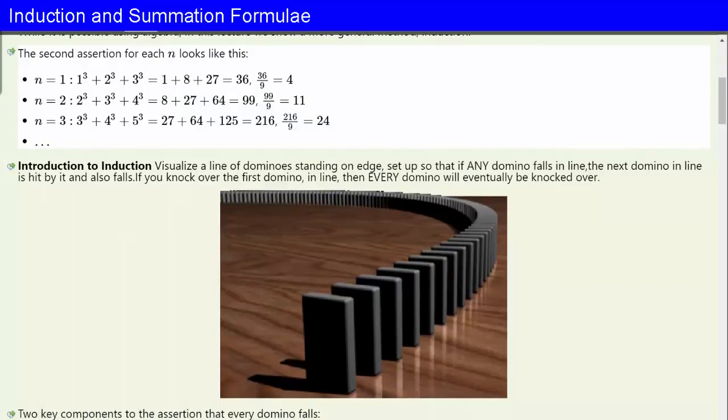For n equals 1, it claims that 1 cubed plus 2 cubed plus 3 cubed is divisible by 9. And sure enough, it adds to 36. For n equals 2, that's 2 cubed plus 3 cubed plus 4 cubed, the sum is 99. Again, a multiple of 9. And just one last check, n equals 3. 3 cubed plus 4 cubed plus 5 cubed adds up to 216, and if you check, it's divisible by 9.